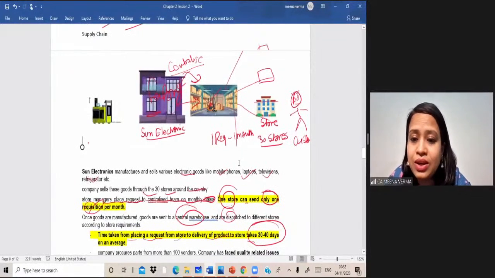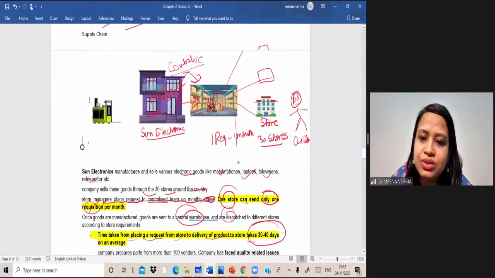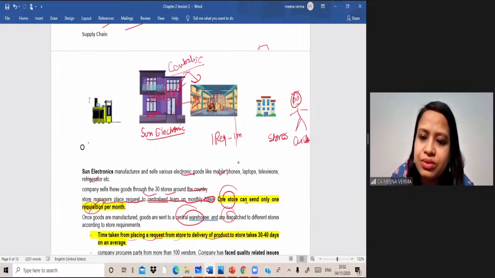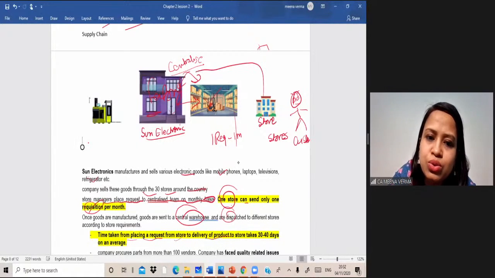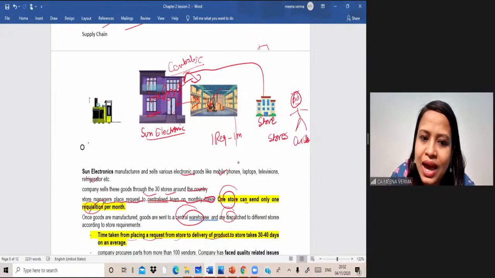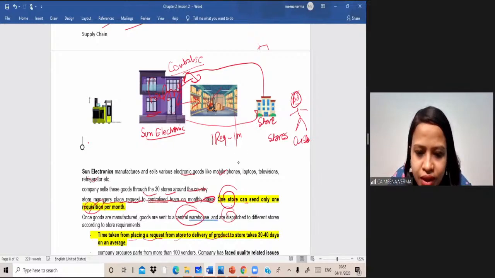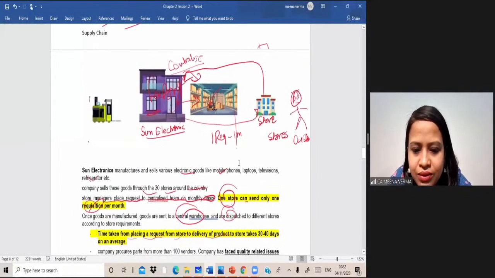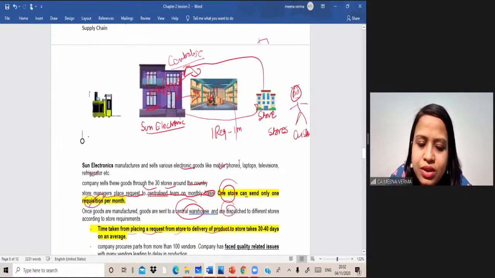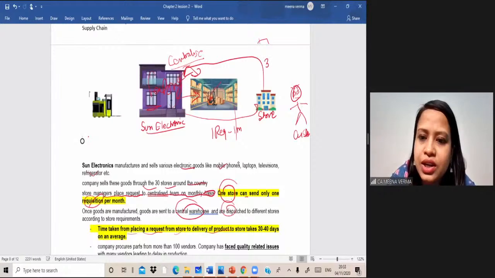So these store managers place the order to the manufacturing place, and they receive the order, and the time taken in placing the order and receiving the order will take 30 to 40 days.